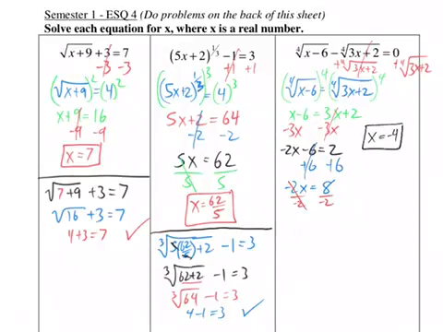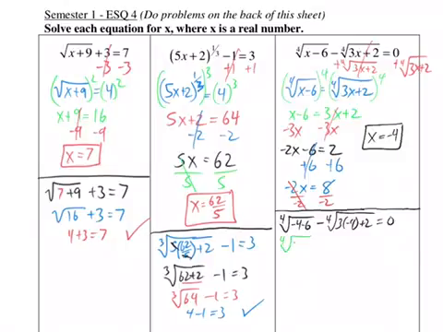Negative 4. All right. Now, is this an even or odd root? It's an even root, so I must check for extraneous solutions for sure. So let's do it. The fourth root of negative 4 minus 6 minus the fourth root of 3 times negative 4 plus 2. Does that equal 0? Well, let's see. That's the fourth root of negative 10 minus the fourth root of, well, negative 12 plus 2. Isn't that also negative 10?